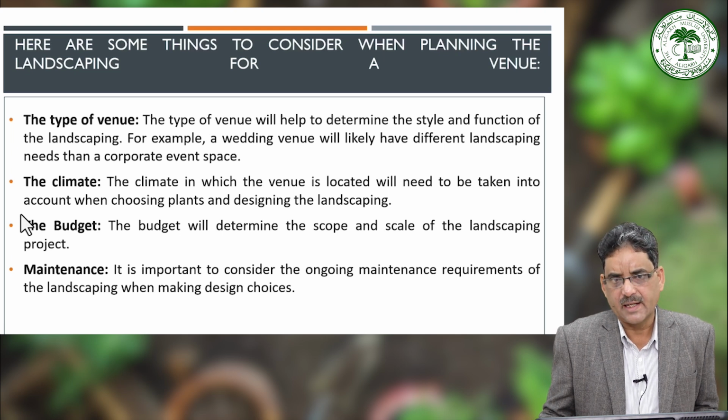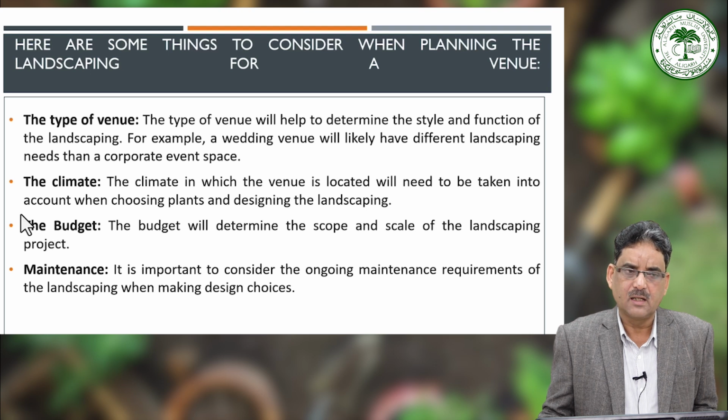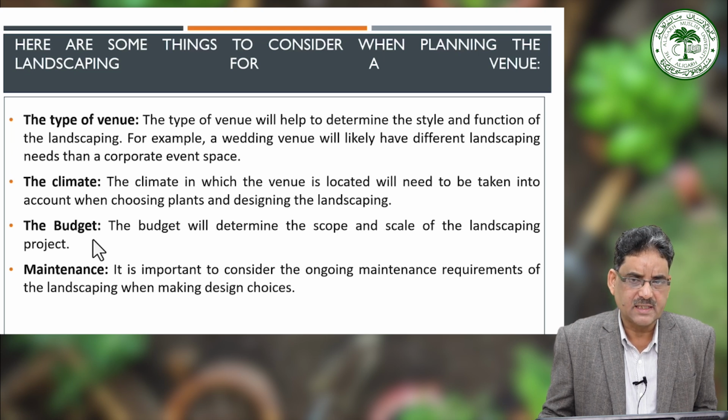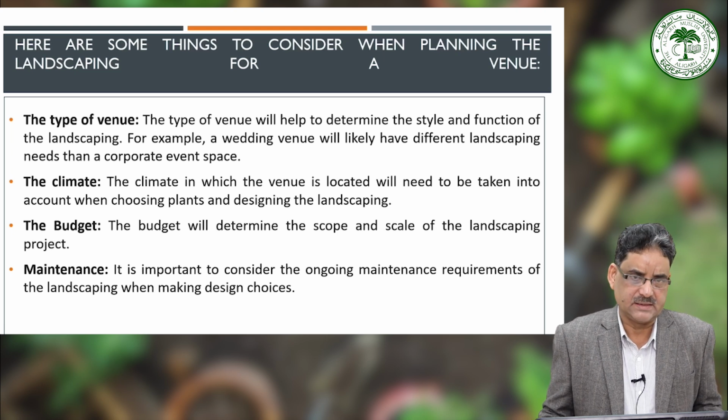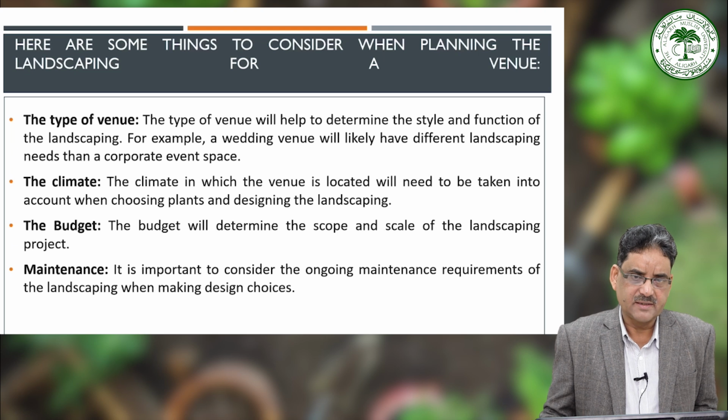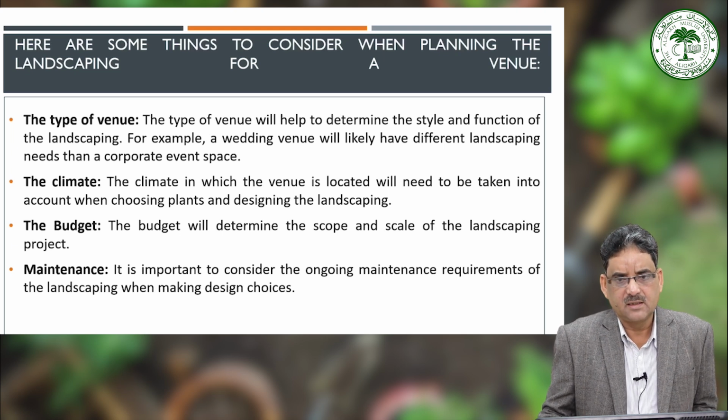The next one is the climate. The climate in which the venue is located will need to be taken into account when choosing plants and designing the landscaping. The budget will determine the scope and scale of the landscaping project. Then the most important point is the maintenance. It is important to consider the ongoing maintenance requirements of the landscaping when making design choices.